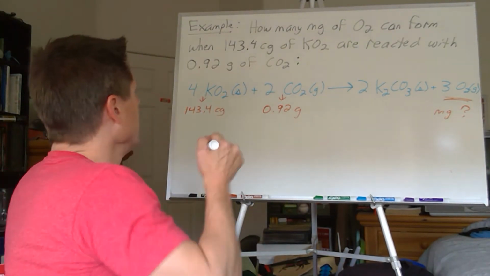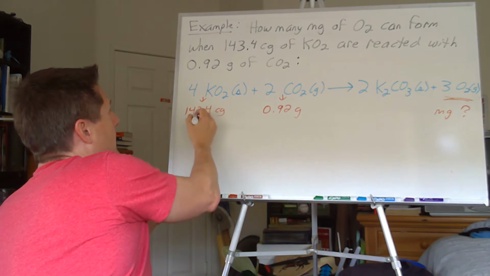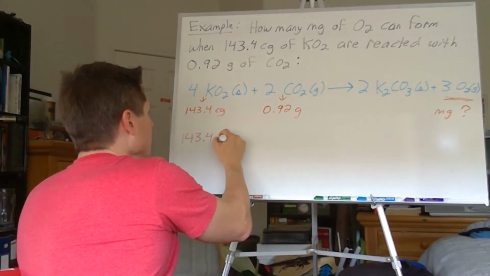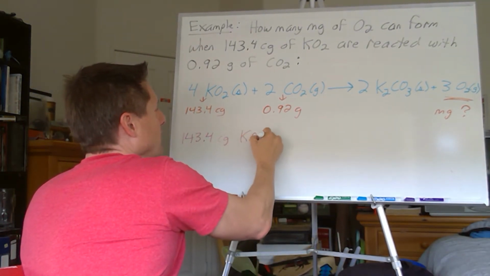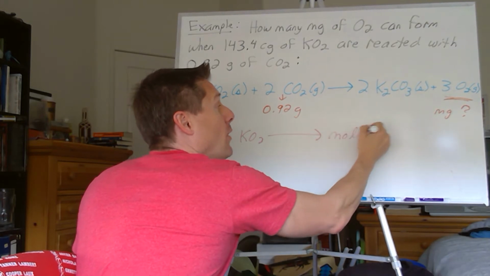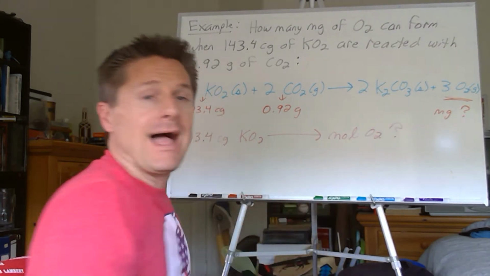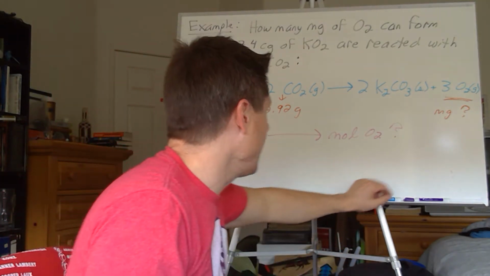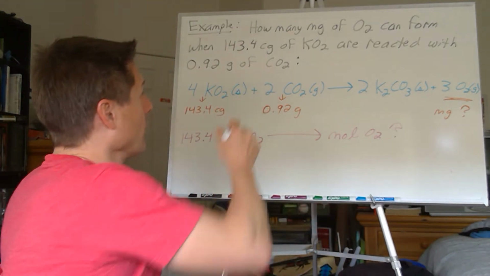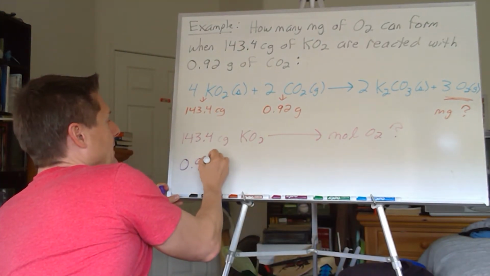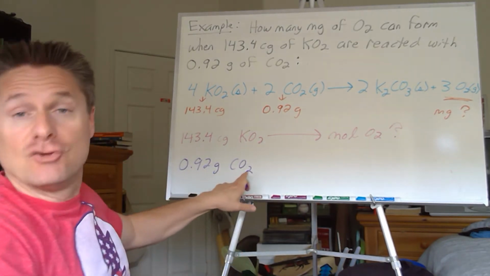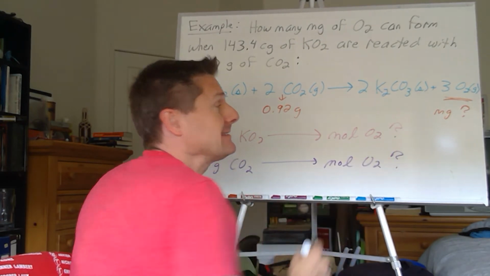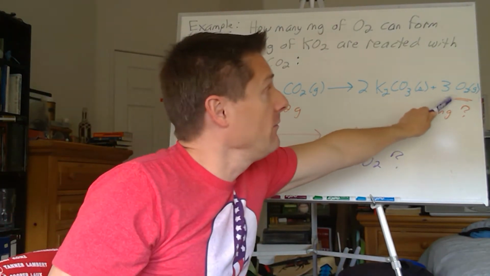So here we go. What we're going to do is we're going to take the KO2. So we're going to take the 143.4 centigrams of potassium superoxide and figure out how many moles of oxygen gas that can form. Think of that as a part A. It's not really part A, part B, but you have to do that. And then we're also going to do it for the CO2. Then we're going to take the 0.92 grams of carbon dioxide and figure out exactly the same thing. How many moles of the product of interest?